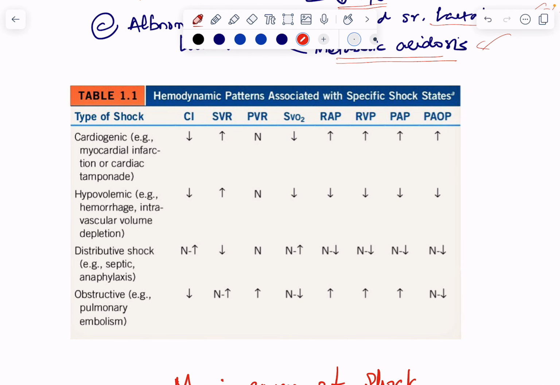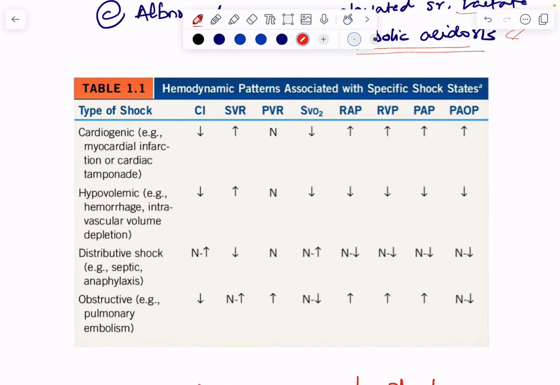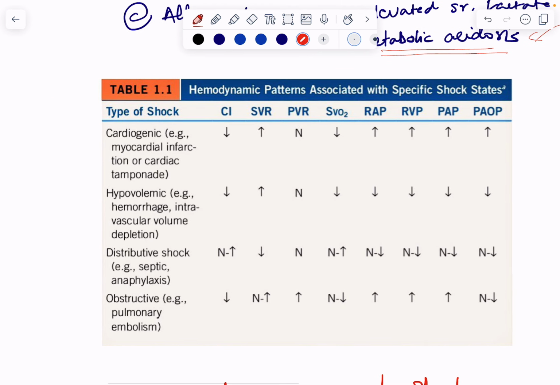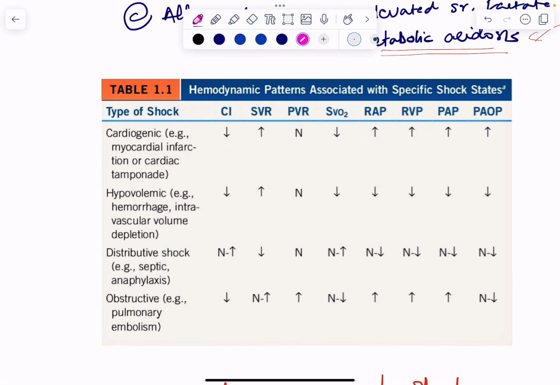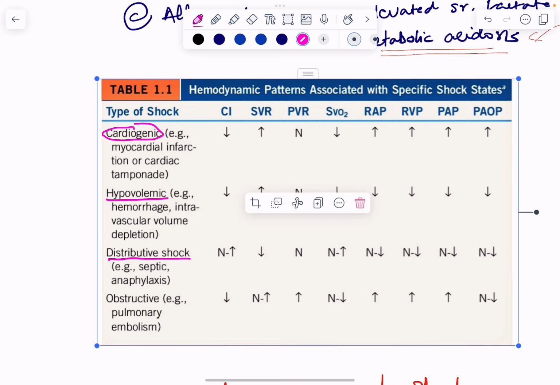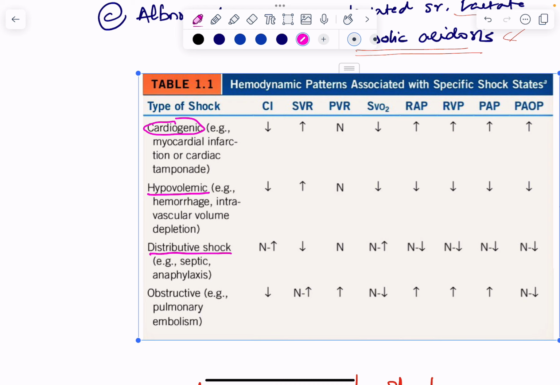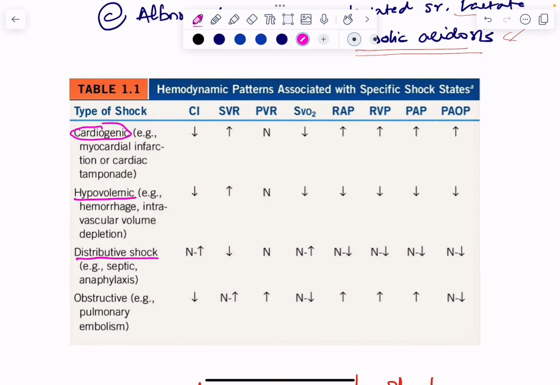Now, the hemodynamic patterns associated with the specific types of shock. We know that there are different types of shock, like cardiogenic shock, hypovolemic shock, distributive shock, and obstructive shock, like pulmonary embolism. So cardiogenic shock, what happens in cardiogenic shock?